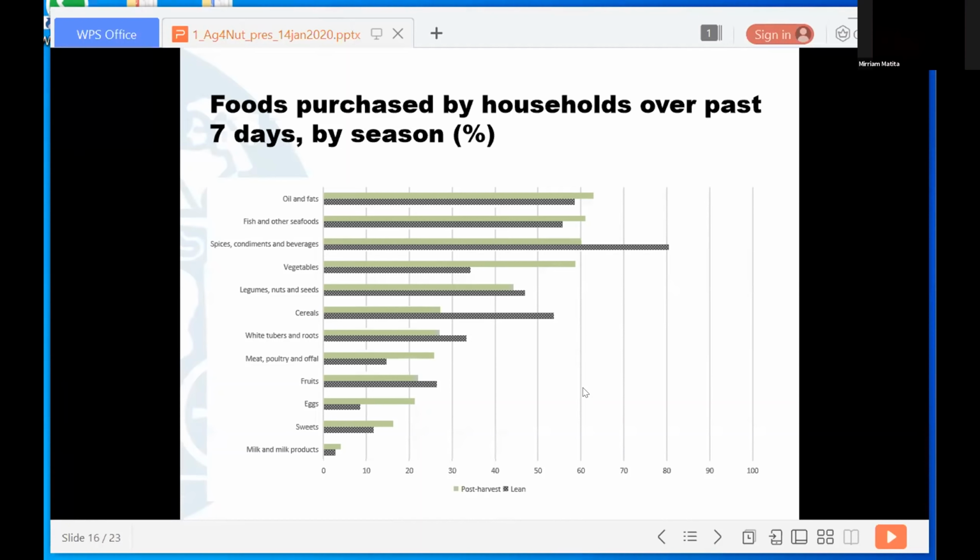When we go to the lean season, which is the black dots, there's a decrease in purchases of eggs, meat, and slightly for oils and fats and fish, but overall, a general decline in the food market purchases that the households were making, except for spices and condiments. And then for the cereals, we see that there's a double decline in the amount that was being purchased. Next.